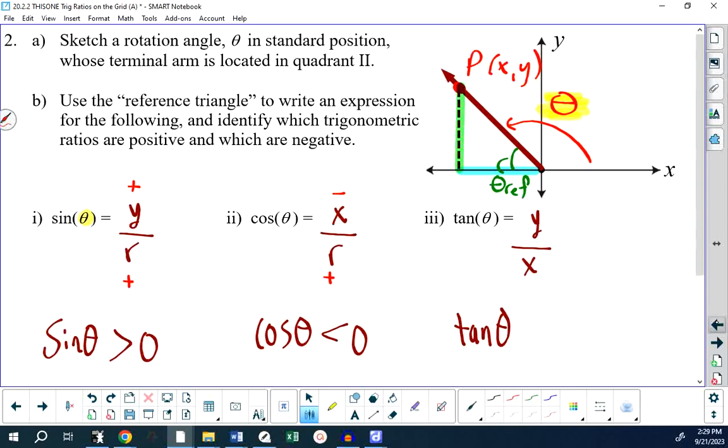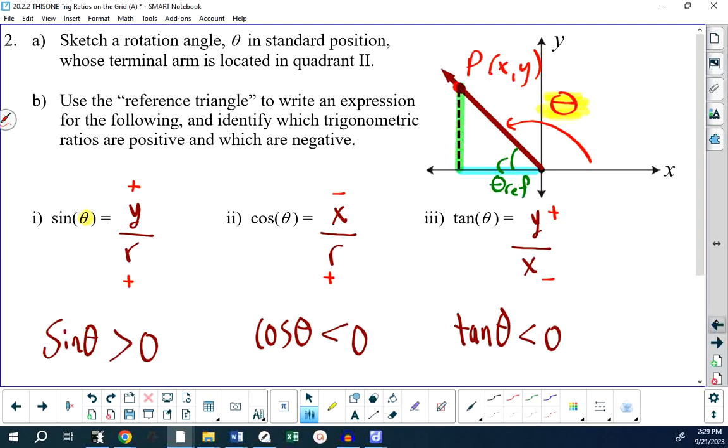And then tan would be negative. And just finish our thoughts here, Claire. X would be negative still, and y is positive in quadrant 2, and when you divide or multiply a positive and negative number, it will always be negative. Positive divided by negative is negative.